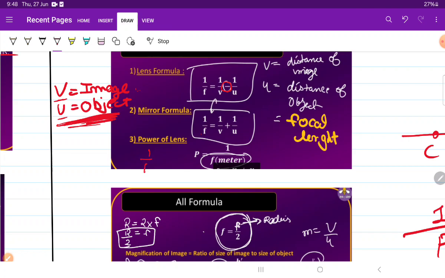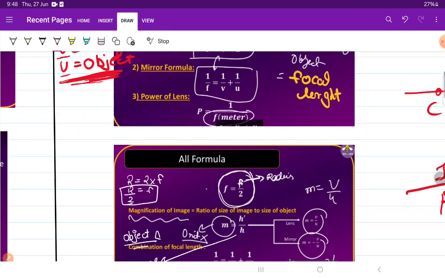Now let's see the formula of power of lens. The formula of power of lens is 1 upon f. F is focal length. Focal length means the distance between the P and F. I hope that is clear to you all.